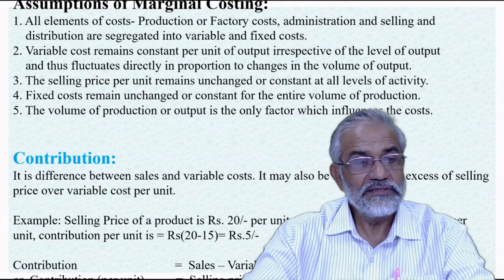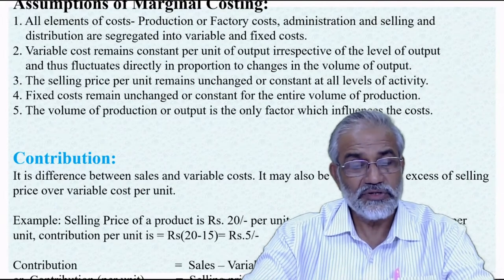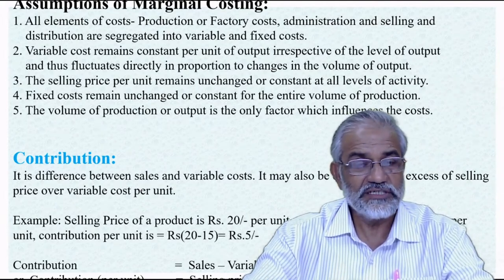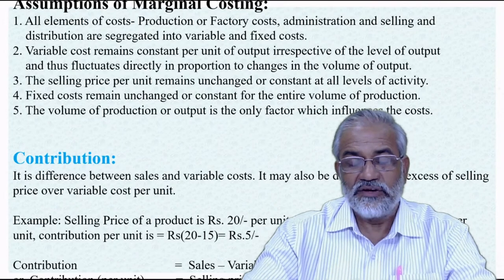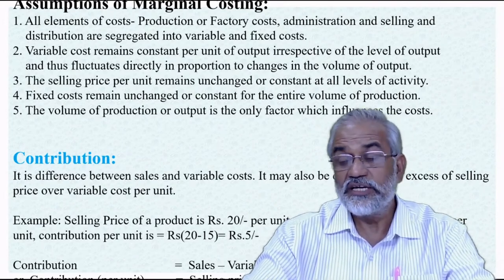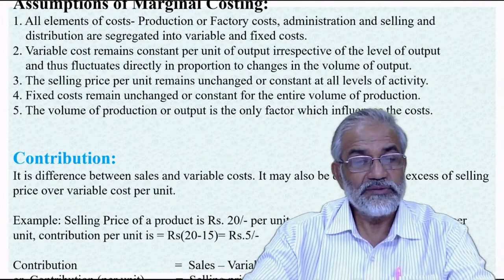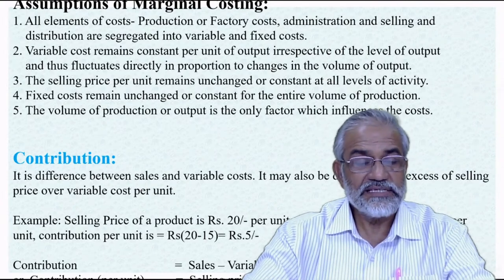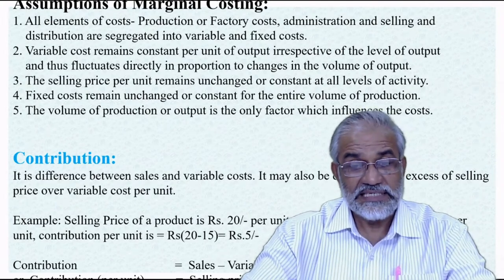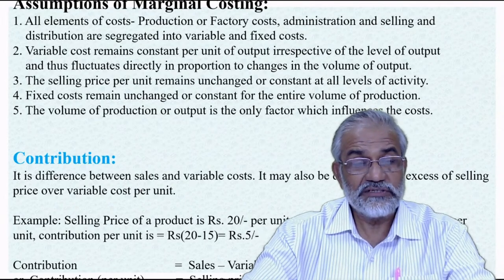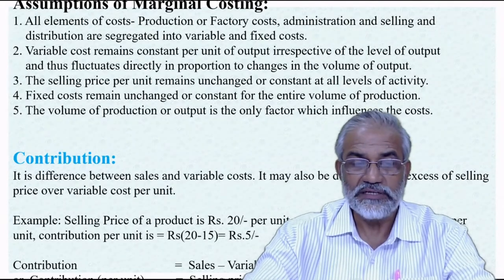Why is it called contribution? The equation for determination of the contribution is sales minus variable cost, or the marginal cost. Why is it called contribution? The nomenclature of contribution is that the contribution contributes towards recovery of the fixed cost of the organization. That means the more the contribution per unit, the fixed cost of the organization will be recovered in a more easier manner. It contributes towards the recovery of the fixed cost, that's why the nomenclature is the contribution.